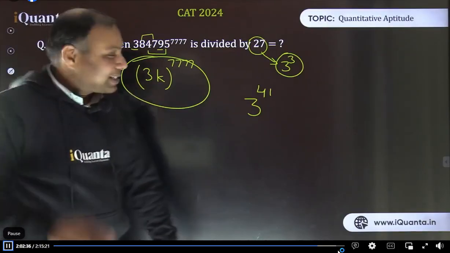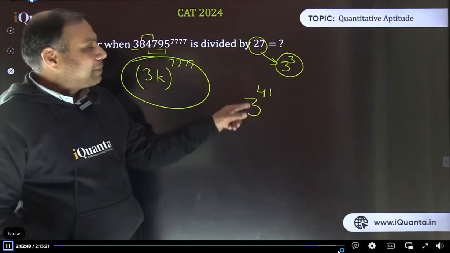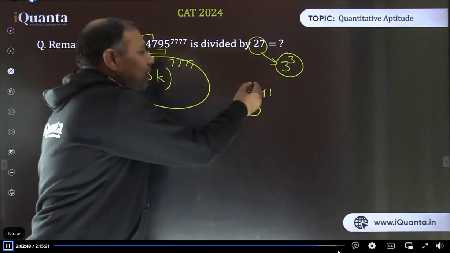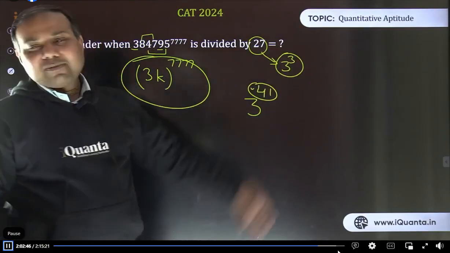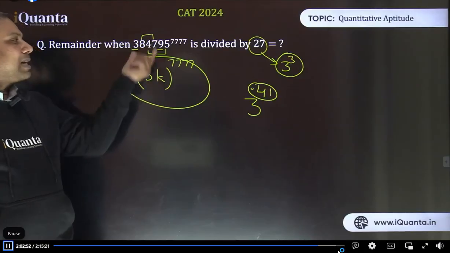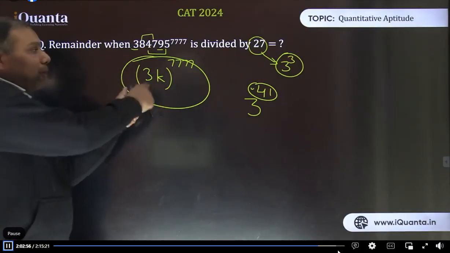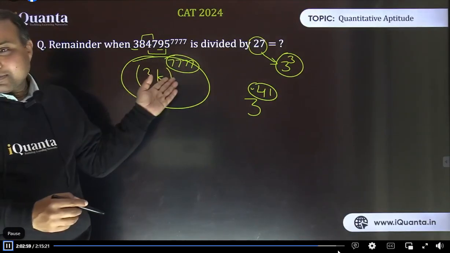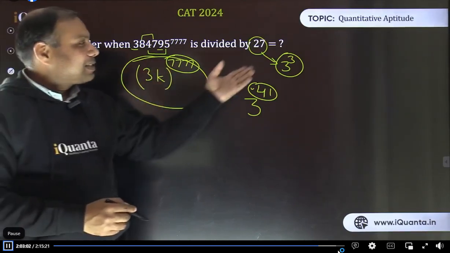So basically the moment the power becomes more than 3, this number is certainly divisible by 3 power 3. So in this case also, if you are unable to figure out whether this number is a multiple of 9 or a multiple of 3, 3 is also enough. Now the power is 7777, right? This number is certainly divisible by 3 power 3.